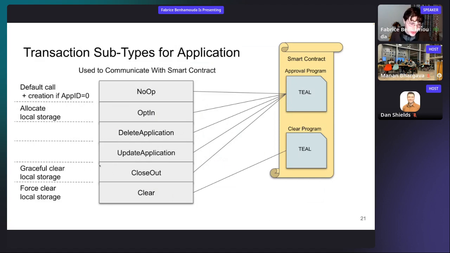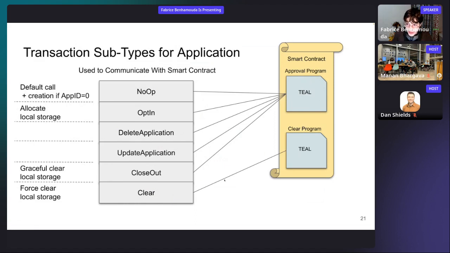We also have the closeout, similarly to the opt-in, which is the opposite: I don't want the smart contract to store local storage anymore. And the smart contract may allow or reject this. For example, when you vote, the smart contract should not really allow you to close out before the end of the vote and the full tally. But for some reason, on Algorand, sometimes the user wants to get out of the smart contract, whatever the cost is, whatever the consequences are. And so there is this force clearing local storage.